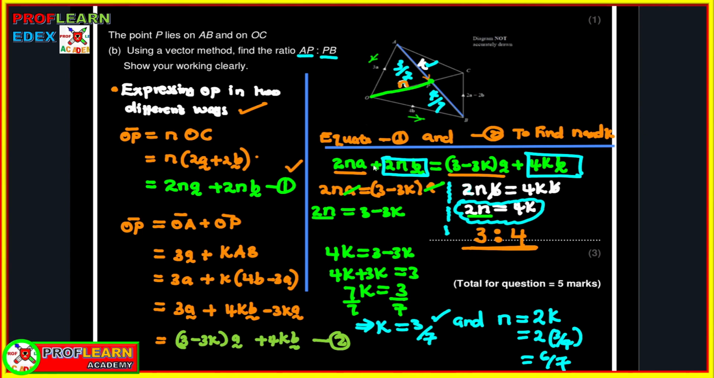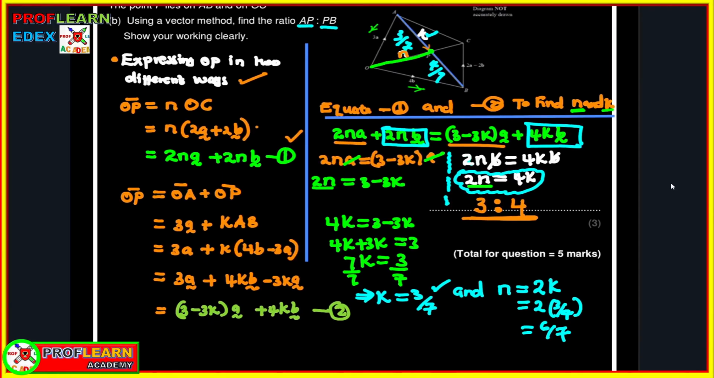Now, since both equation 1 and equation 2 represent OP, I now have the right to equate the two, and this is going to enable us to find the constants K and N. If we equate equation 1 and equation 2, we are going to form simultaneous equations, which will enable us to solve that. Something very important to remember is that the first term was having 2NA.